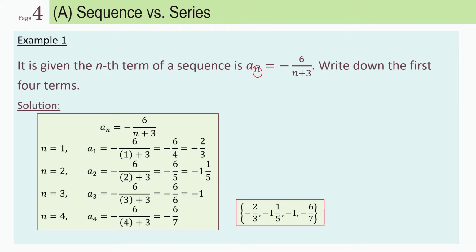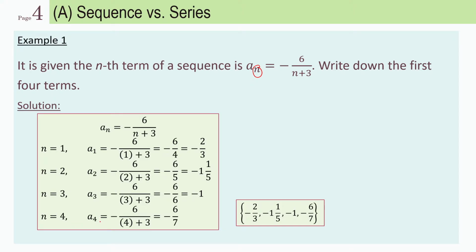So whenever you see n, you replace it with 3. Over here it is very obvious: negative 6 over 6 is negative 1. So that's why we simplify. And the last one we require over here is the fourth term.